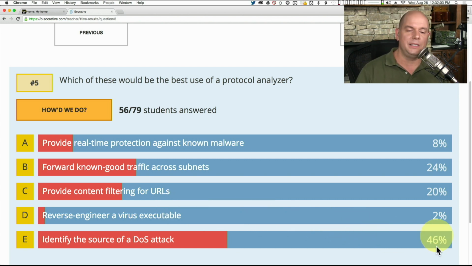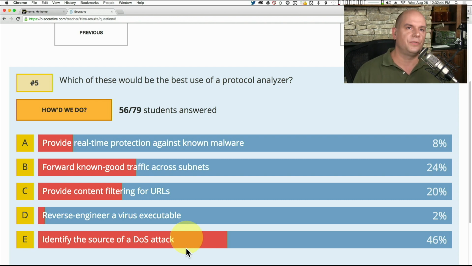The answer, and 46% of you knew this answer, was identify the source of a denial of service attack. A denial of service attack is one that is generally coming from one single source. So there's probably a source IP address, and a protocol analyzer is exceptional at showing you exactly where traffic is coming from and where traffic is going to. If you want to find that DoS, you'd be able to find the IP address, set a filter on your firewall, and now all is good. Of course, as I mentioned, there are many other things you can do with a protocol analyzer, but if you answered E in this particular question, identify the source of a DoS attack, you would have gotten this one absolutely correct.